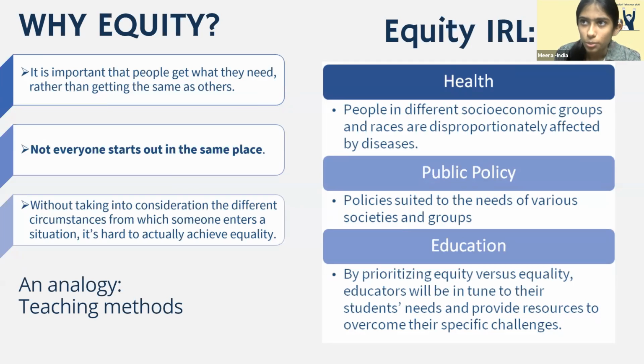However, imagine a situation where someone has talent, but he or she doesn't have the resources. Maybe he even enters the running arena, but he doesn't have the money to afford a great coach, and hence he's at a disadvantage. So that is the first thing to understand. The next thing is that without taking into consideration the different circumstances from which someone enters a situation, it's hard to actually achieve equality because every individual is inherently different. So when it comes to fairness and setting up children for success, varying needs need to be taken into consideration.